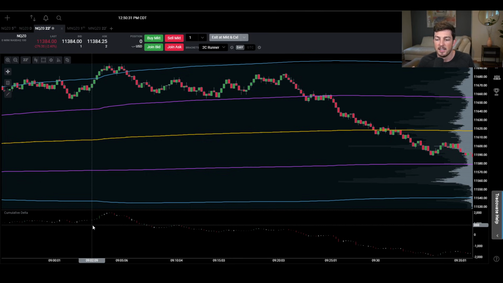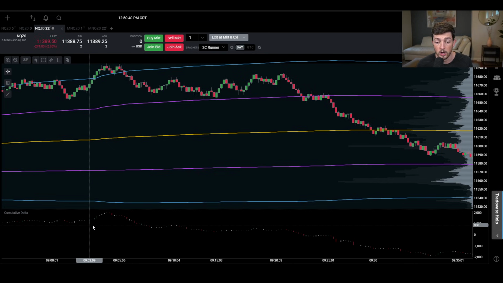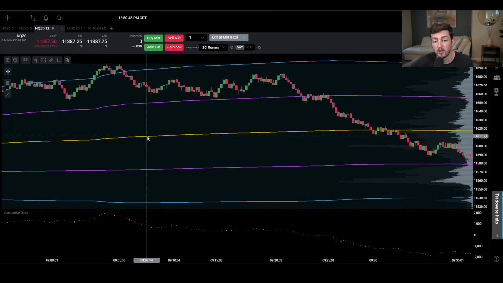Cumulative Delta is not going to dictate the entire day per se, but it's going to help you figure out kind of the general moves that you should be going with. So let's take a look at the chart and what we're actually looking for with Cumulative Delta.